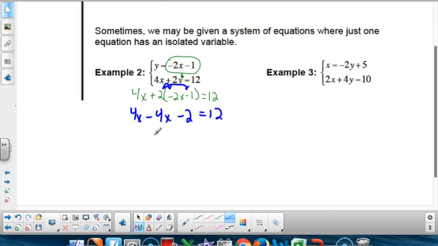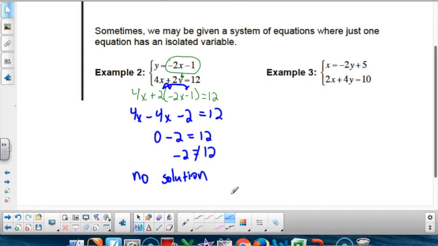Well, 4x minus 4x is 0, so that's completely gone, and what I'm left with is negative 2 equals 12. Well, that is not true. Remember back in lesson 1 when we were graphing, we knew we had no solution if the two lines didn't intersect. Here, I'm going to know that I have no solution if I'm left with something that is not true. Negative 2 does not equal 12. That means never are these two lines going to cross each other. So I would say no solution.